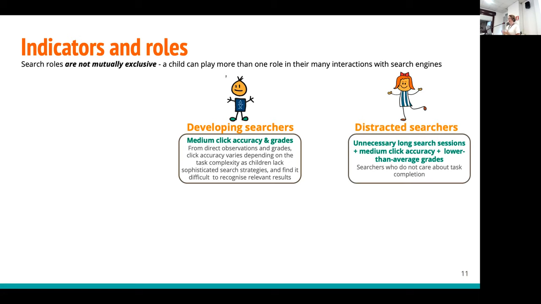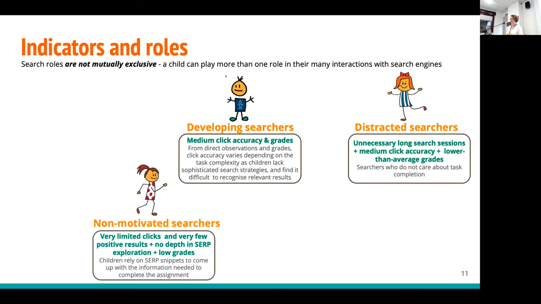We encountered through our data the distracted searcher, because this searcher was taking a long time to perform a search that all the others were really taking a few minutes, and had medium accuracy in clicking, and the low or less than average grades they were getting. So you see, we are using all the clues we have.